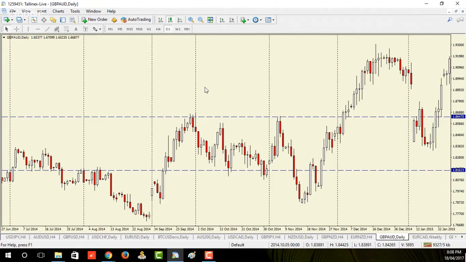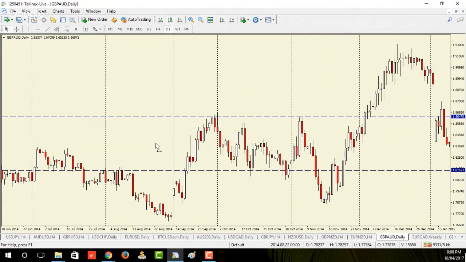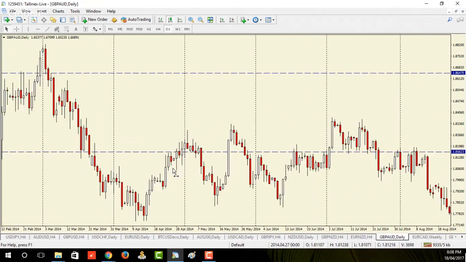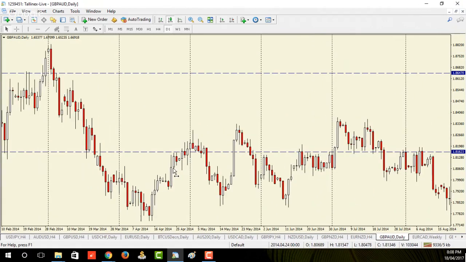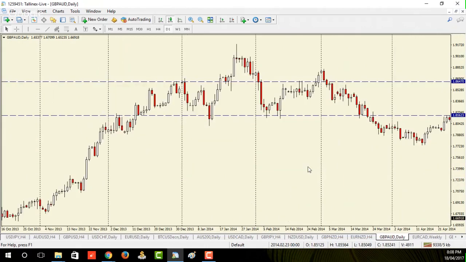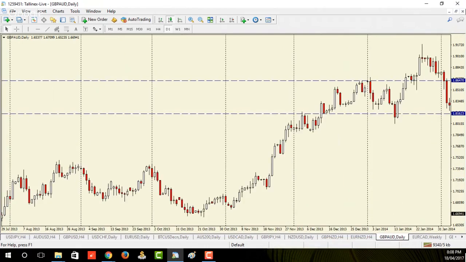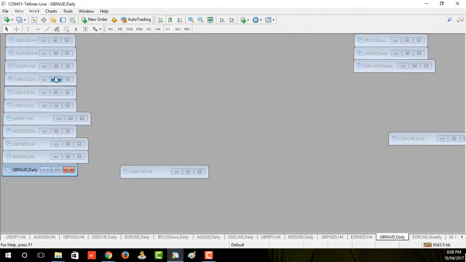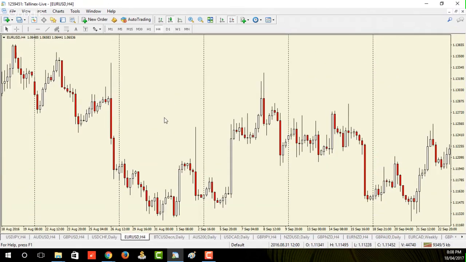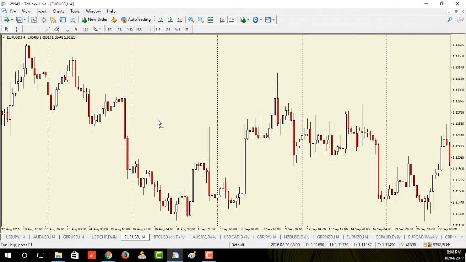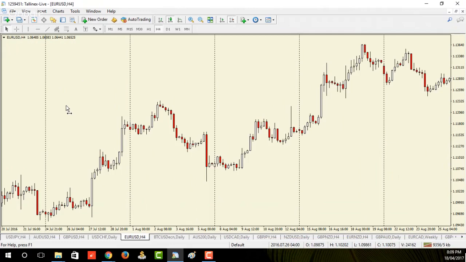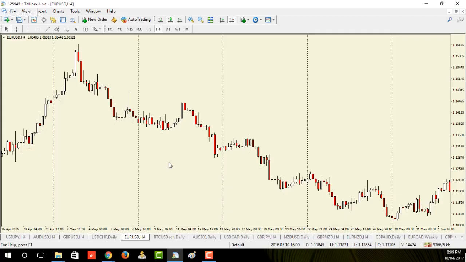All right, so let's see if we can find any of them here. What I want to do is find a textbook example for you. Maybe we should look to the euro for that. I haven't traded the euro very much lately. It's been a little bit sloppy. This is the euro 4-hour chart.